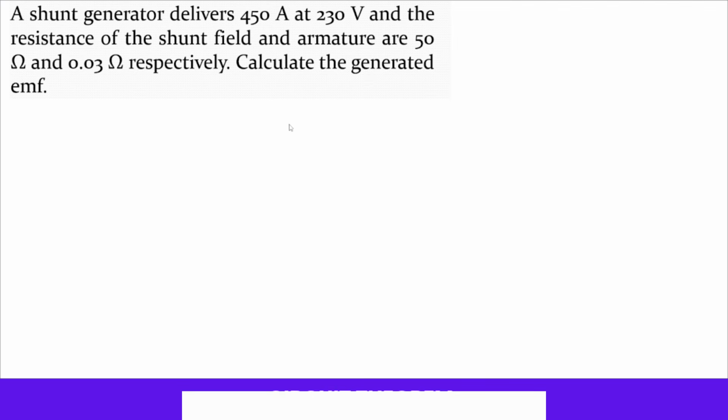Today we are going to solve questions on shunt generators. So the question states that a shunt generator delivers 450 amps. So it means that our load current is 450 amps. So let's get our data.